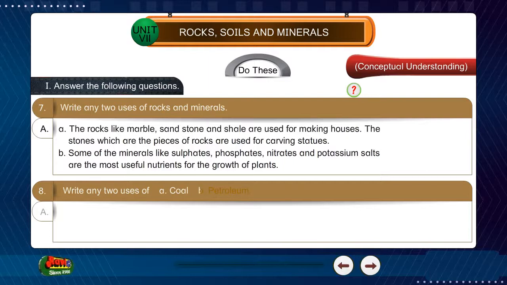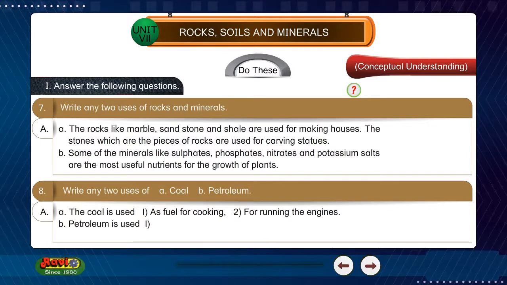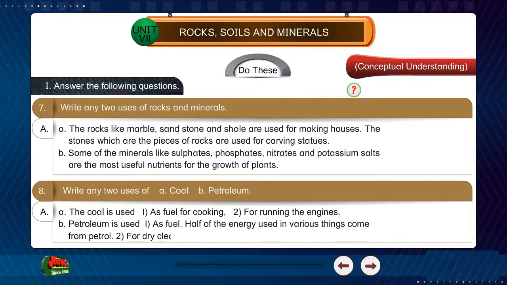8. Write any 2 uses of A. Coal, B. Petroleum. Answer. A. The coal is used 1. As a fuel for cooking, 2. For running the engines. B. Petroleum is used 1. As a fuel. Half of the energy used in various things comes from petrol. 2. For dry cleaning our woolen and silk clothes.